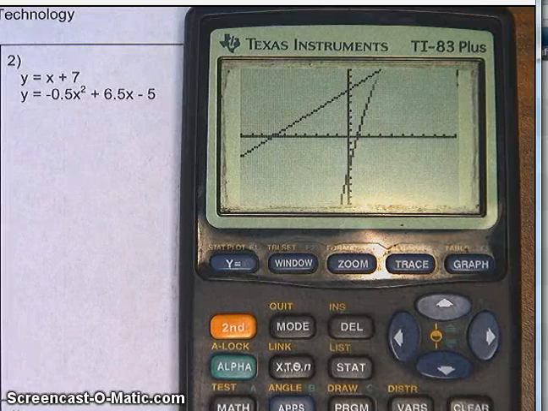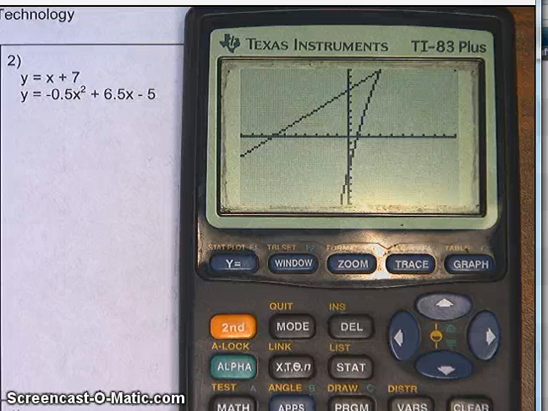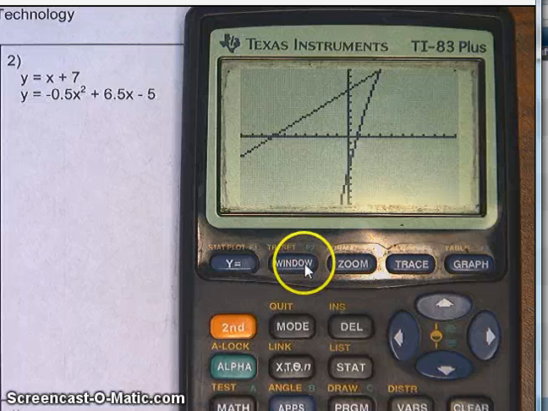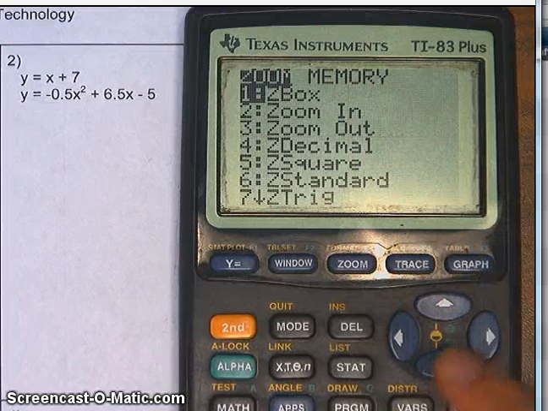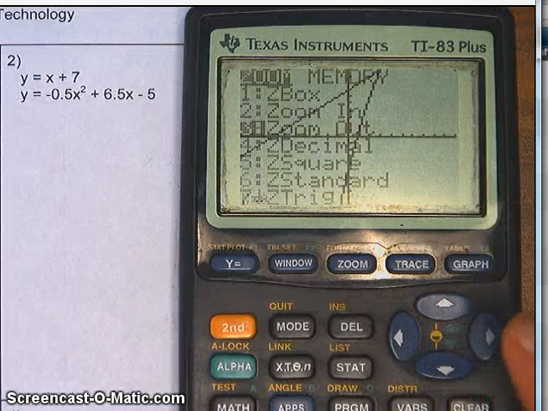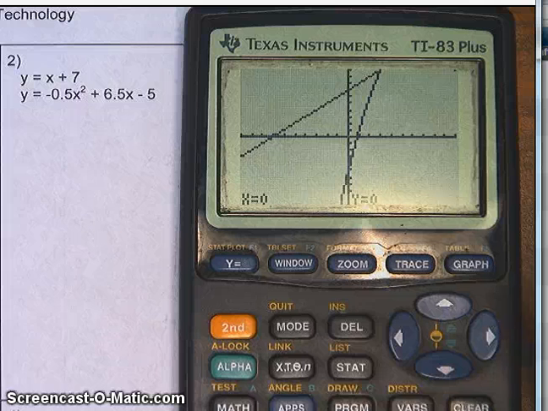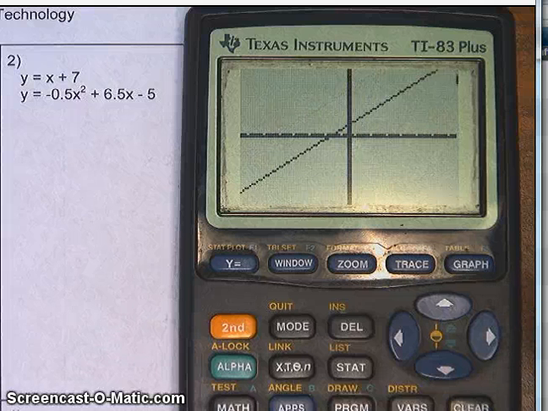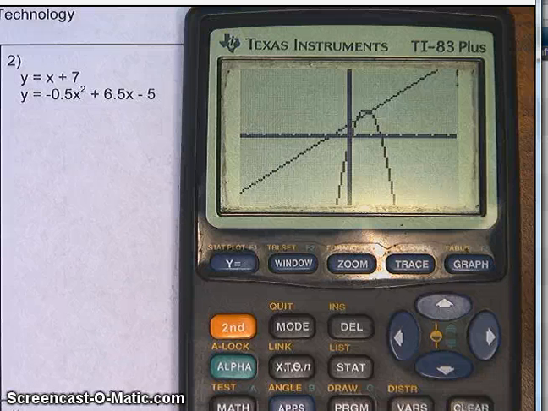And let's see. Ooh, looks like it crosses, but I can't quite see where it's at. This will happen on occasion. When that happens, go ahead and hit the zoom button or the window button. Either one's fine. For simplicity, I'm going to hit zoom today. And I'm going to hit zoom out. After you hit zoom out, you got to hit enter once. And hopefully you can see that this thing actually does cross twice.